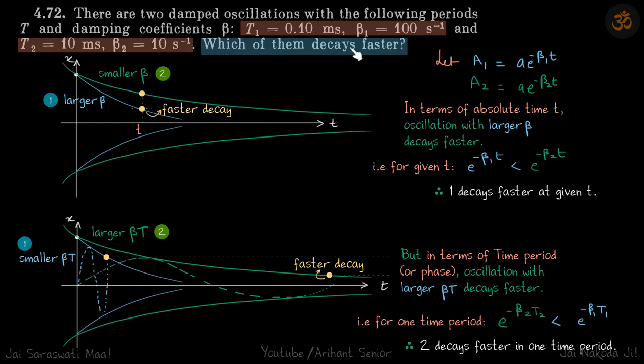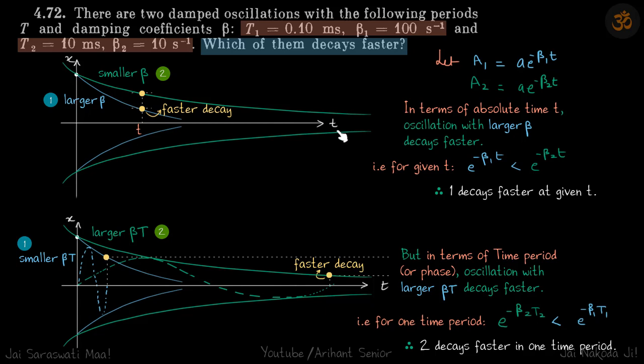Now, like I was saying, the way in which they are decaying can be observed in two different ways. One in terms of absolute time: at a given time t, which one of them has decayed faster? And the second way to measure the decay is in one time period. So how much the first one has decayed in T1 and how much the second one has decayed in T2. In one time period, how much the first oscillation has decayed and in one time period, how much the second oscillation has decayed. So let's find both the answers.